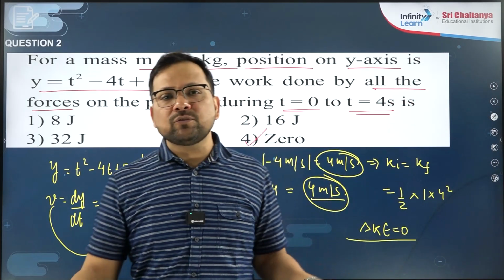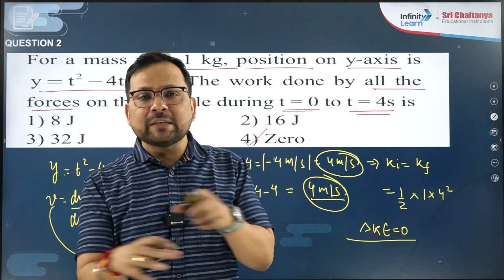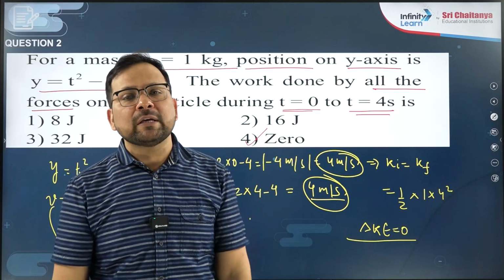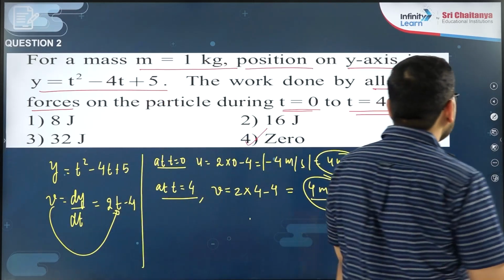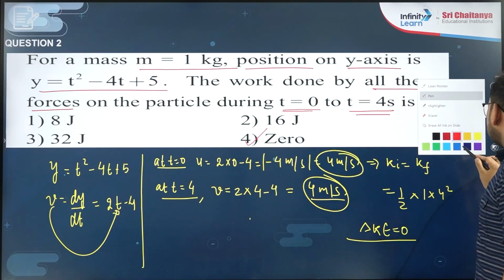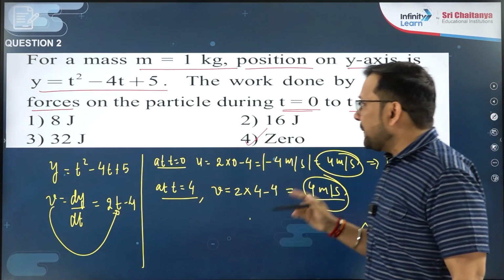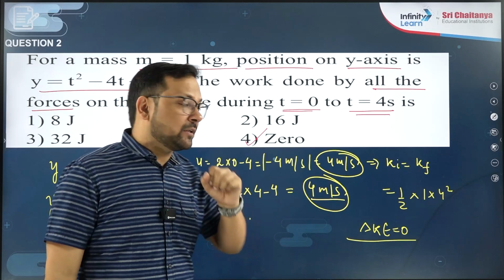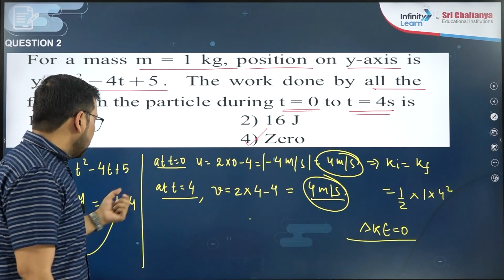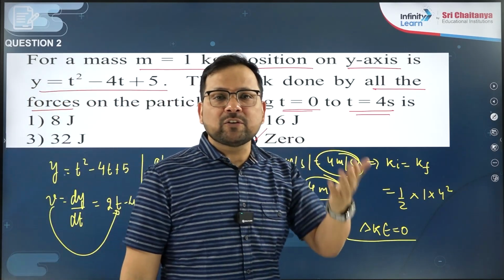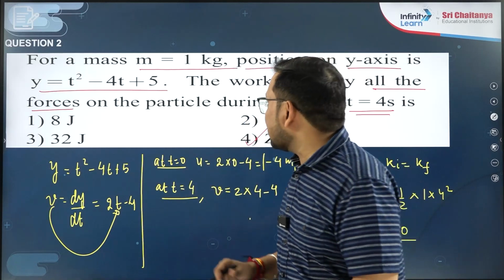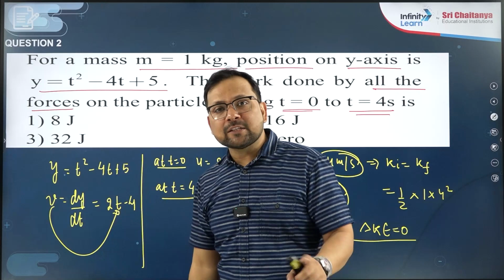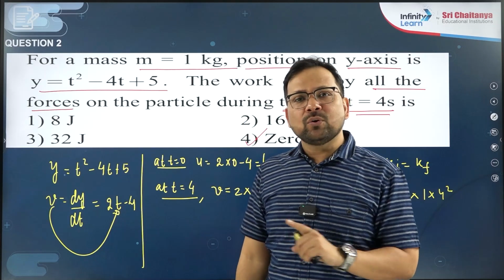So even if individual forces are doing work, their work is being cancelled. Some work will be positive, some work will be negative, and overall work is 0, because kinetic energy is not changing. For this kind of question, many students solve by finding acceleration. First you differentiate y, you get velocity. Then you differentiate velocity, you get acceleration. That acceleration multiplied by m gives force. Then force into displacement is work. I strongly suggest you don't go there.